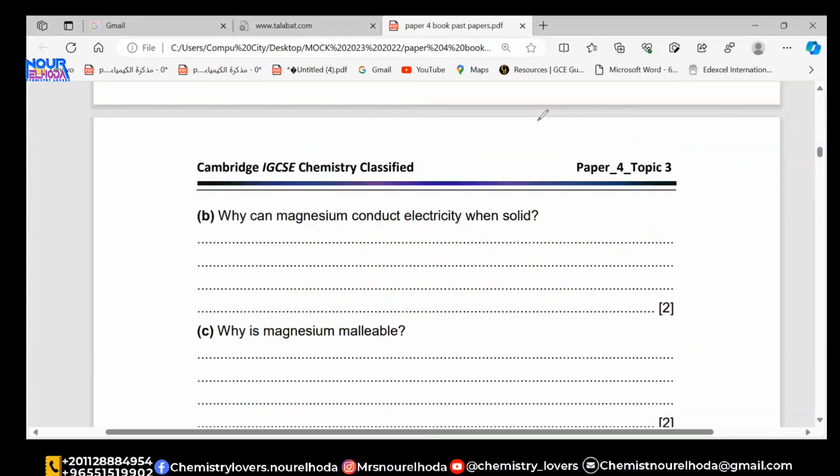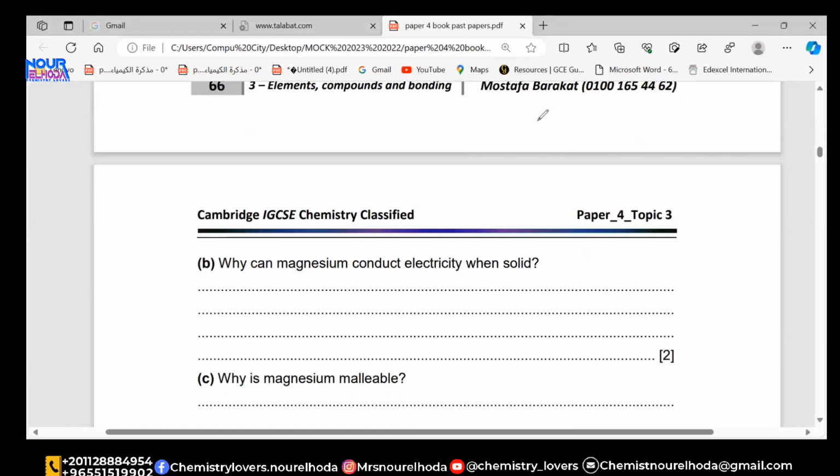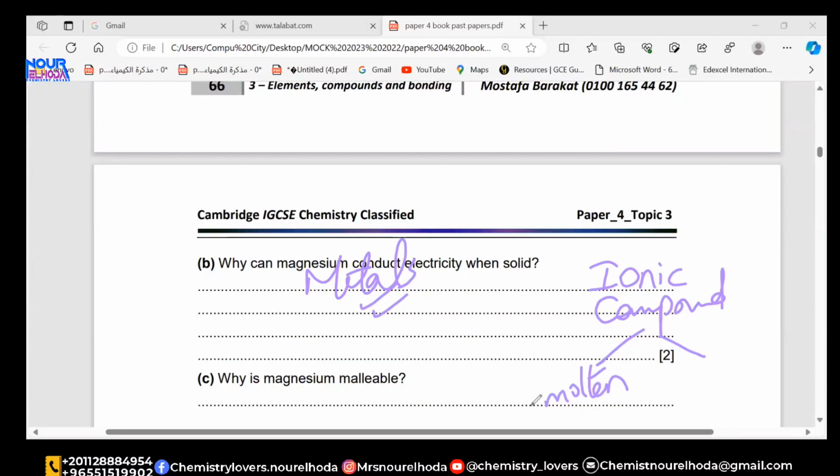Okay, if he asks you why does magnesium conduct electricity when solid? Look, metals in general conduct electricity all the time. Who conducts electricity sometimes yes, sometimes no? Ionic compounds. So focus on this part. Metals conduct electricity all the time, whether solid or molten. But ionic compounds no. Ionic compounds conduct electricity only in 2 cases: either molten or aqueous, meaning dissolved in water. These are the only 2 cases in which the ionic compound will conduct electricity. If it's a solid, no, it will not.